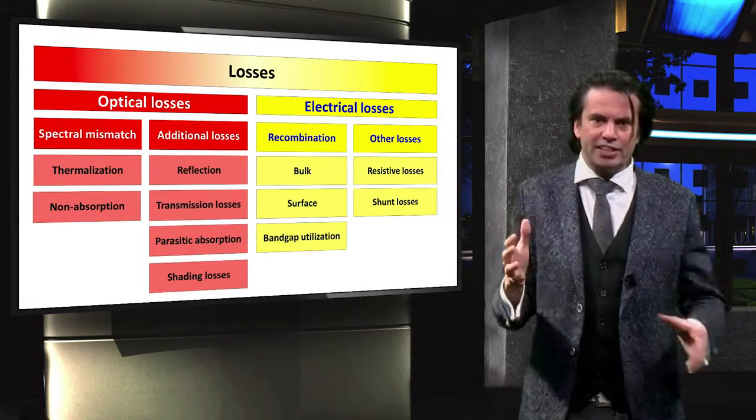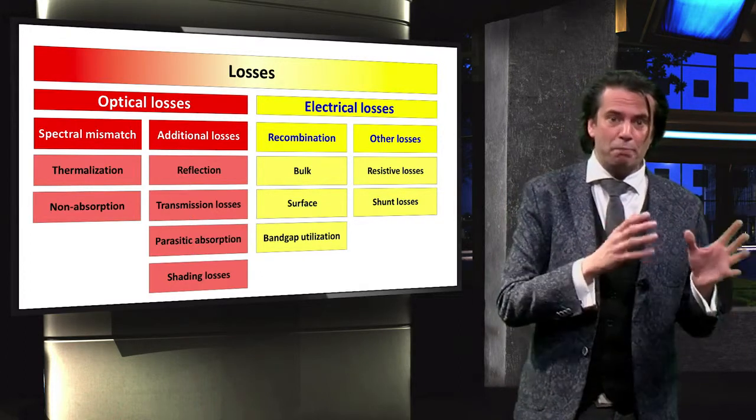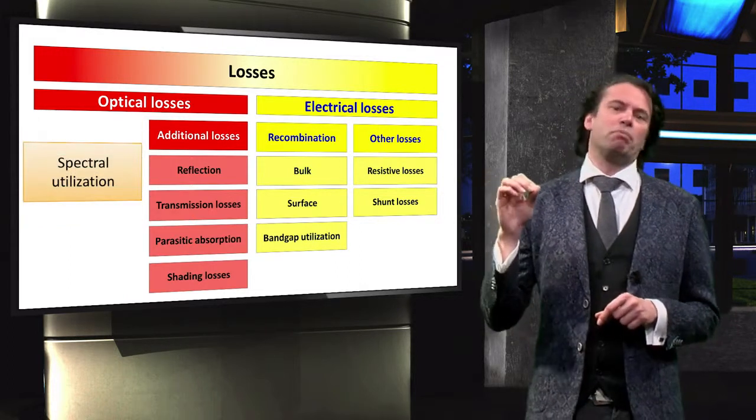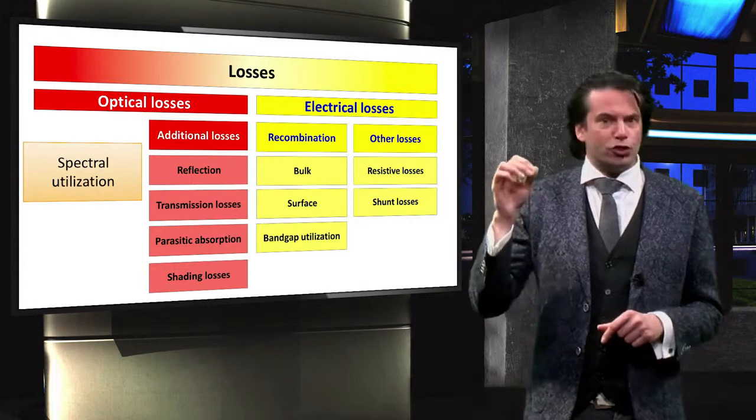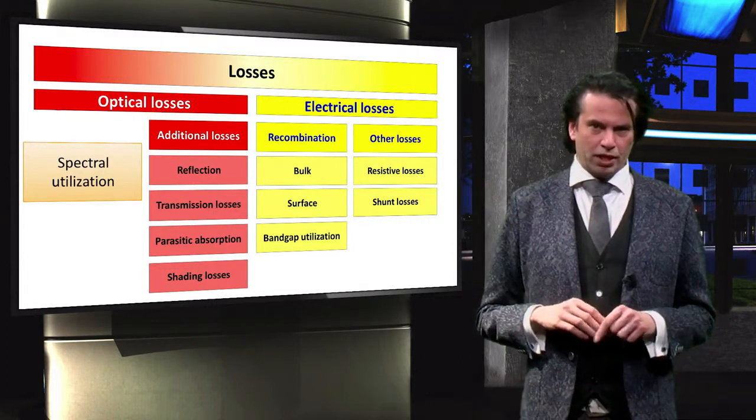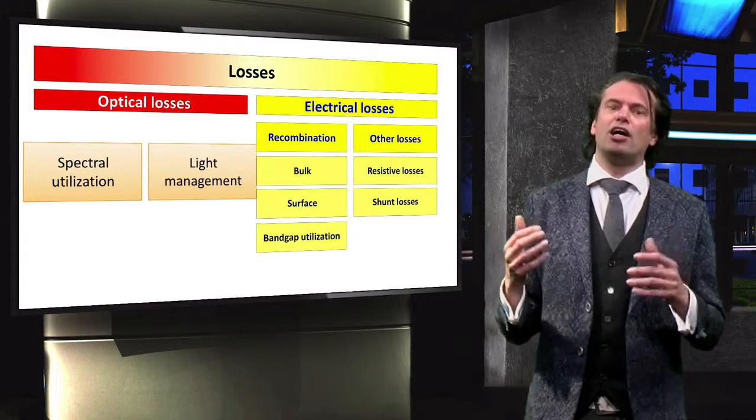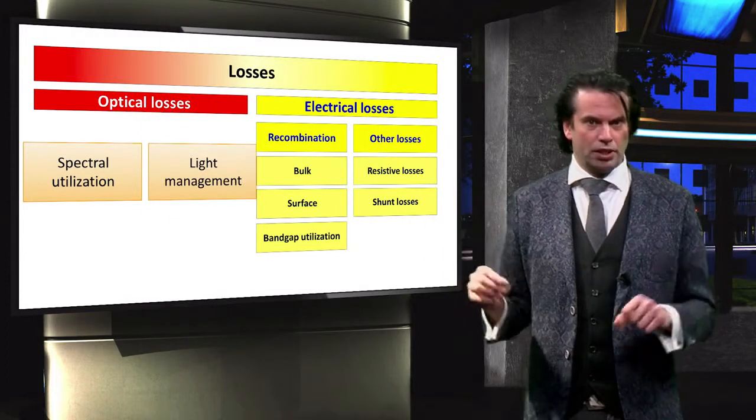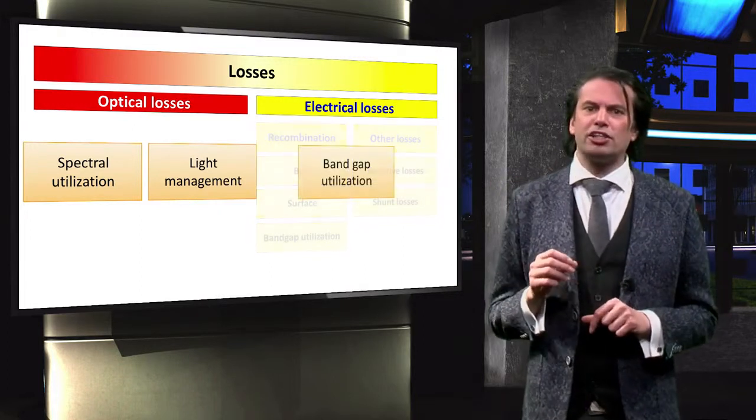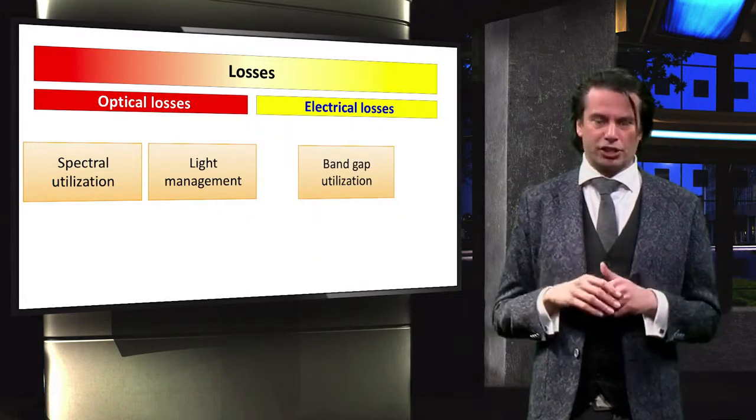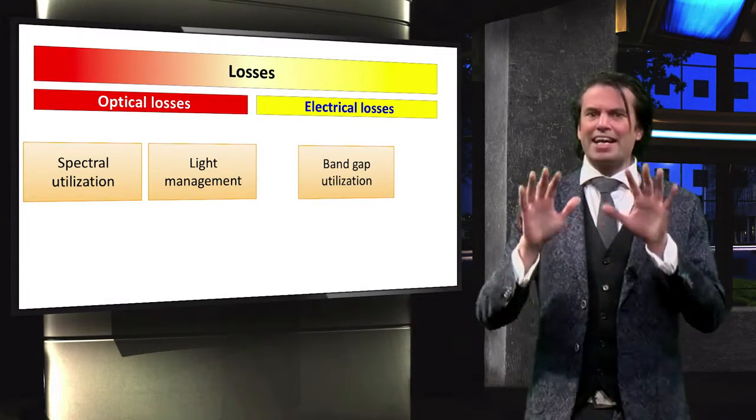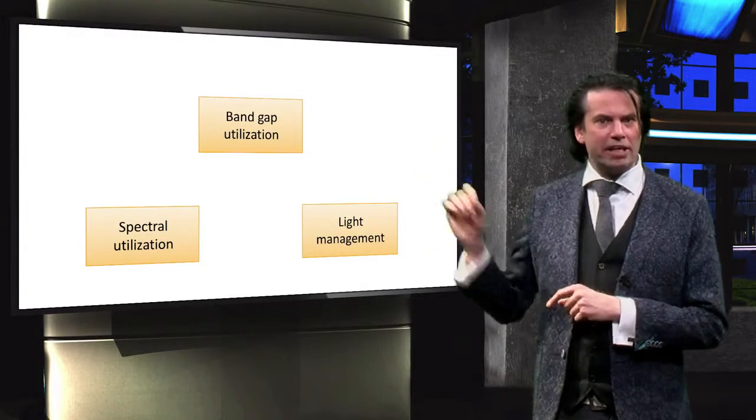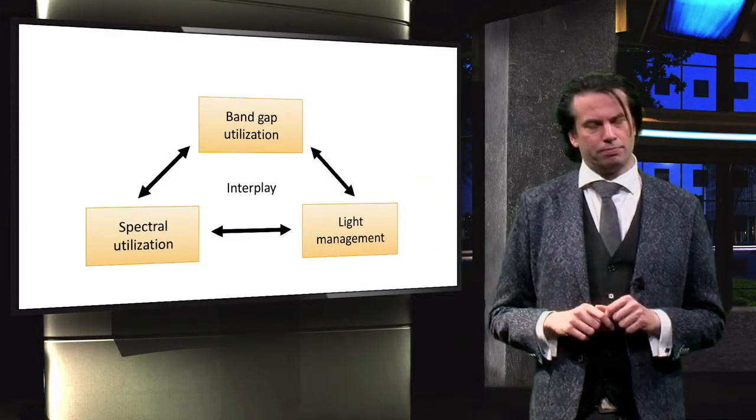We can translate these loss mechanisms into 3 major solar cell design rules. The losses due to spectral mismatch are the subject of the spectral utilization. The additional optical losses are the main concern of the design rule known as light management. The electrical losses are considered in the band gap utilization design rules. Designing any type of solar cell involves a delicate interplay between these 3 pillars.